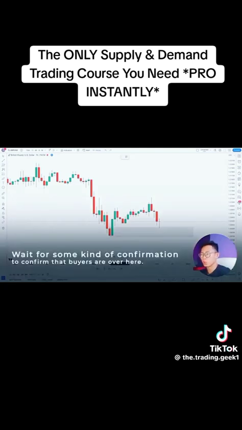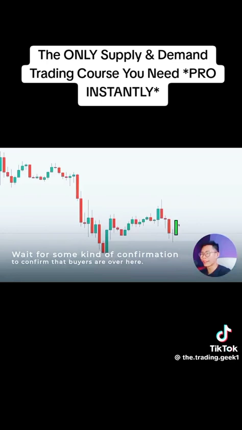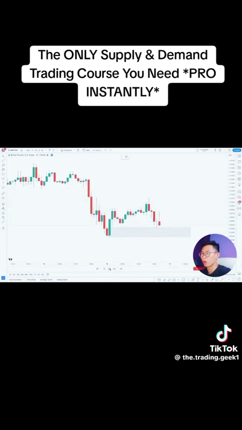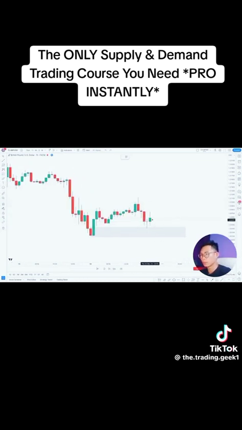What you can even do is wait for a confirmation, which means you wait for a green candlestick to be formed at this demand zone. Then it gives you an additional confirmation that tells you, okay, buyers are inside this game right now. That is usually what I will wait for, some sort of green candlestick to be formed, like this example.